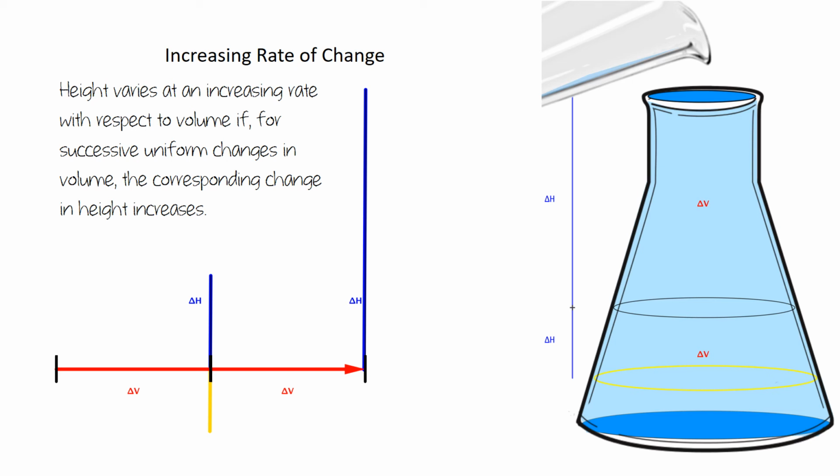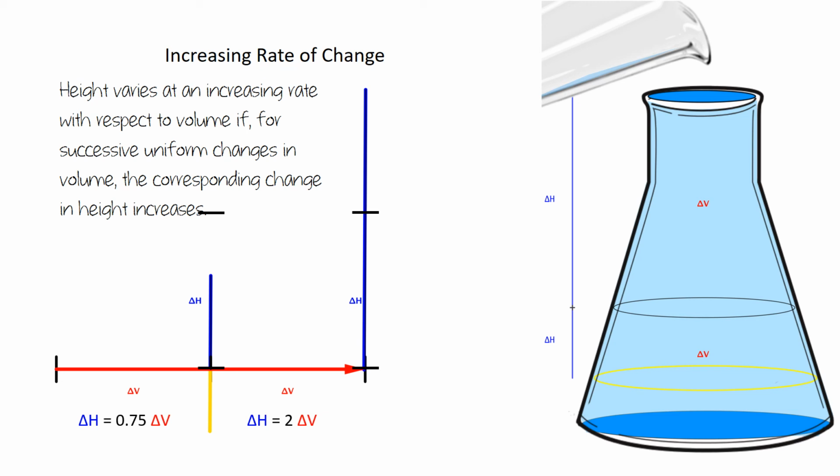For the first amount of change in volume, the amount of change in height is about 3/4 as large as the amount of change in volume. For the second fixed amount of change in volume, the amount of change in height is roughly twice as large as the amount of change in volume. So for these successive uniform changes in volume, the corresponding change in height is increasing.